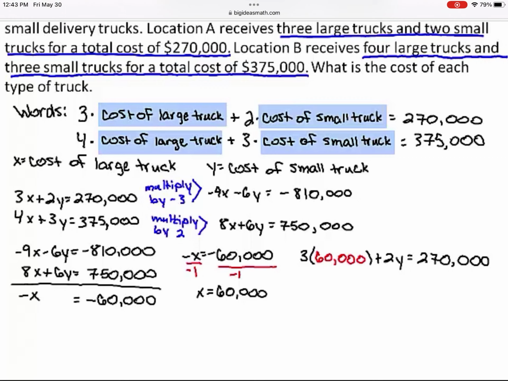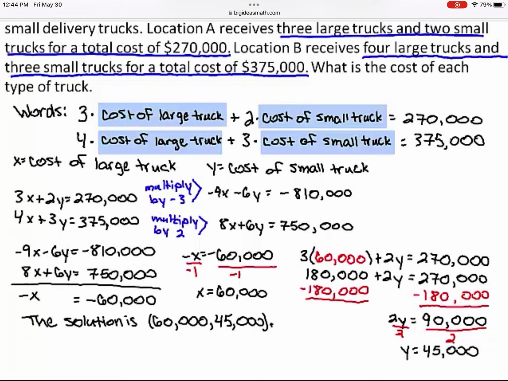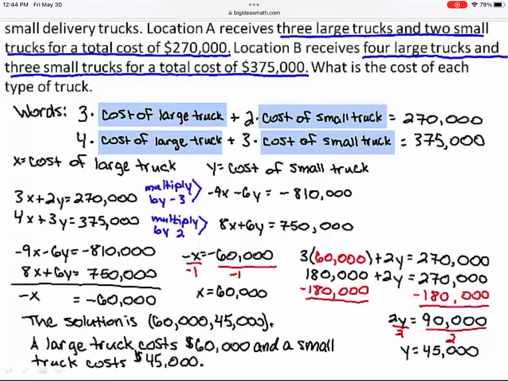3 times 60,000 is 180,000. Now solve for y by subtracting 180,000 from each side, giving you 2y equals 90,000, and dividing each side by 2, leaving you with y equals 45,000. So the solution is 60,000, 45,000, which means a large truck costs $60,000 and a small truck costs $45,000.